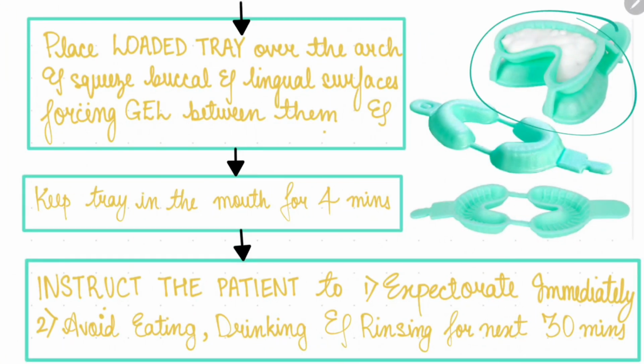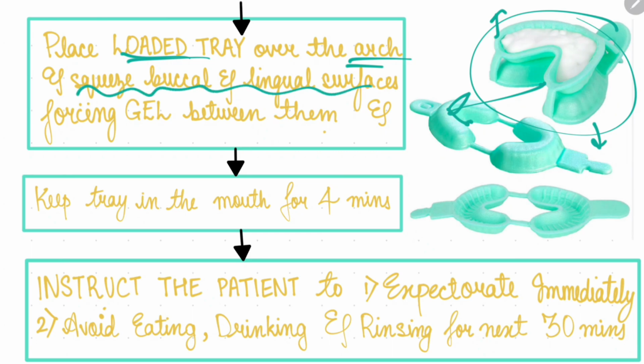Then as seen here in this figure, we turn the tray so that the maxillary tray faces upwards and the mandibular tray faces downwards. Now we place this loaded tray over the arch and insert the whole thing in the patient's mouth. Then we squeeze the buccal and lingual surfaces of the tray to force the gel onto the teeth.